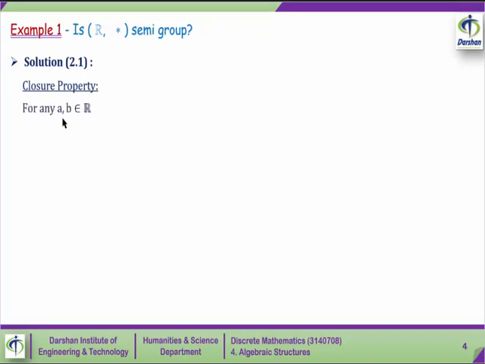So for any two elements from R, A star B is defined as A plus B plus 2AB. Now if you take any two real numbers, what will their addition be? A real number. What will their multiplication be? A real number. If you multiply it by 2, what will it be? A real number. Meaning finally this form is also a real number. Therefore A star B is also a real number. Hence R is closed under star.